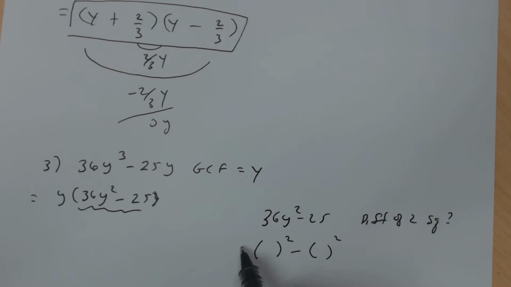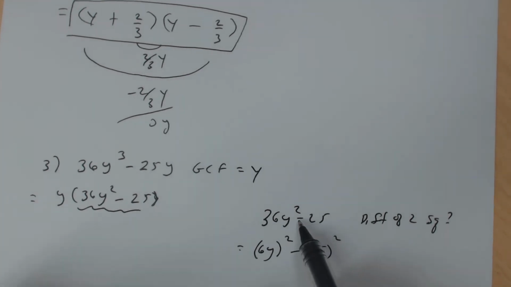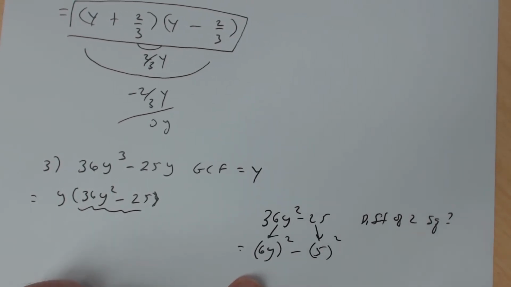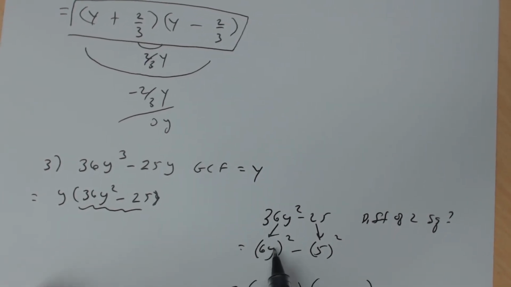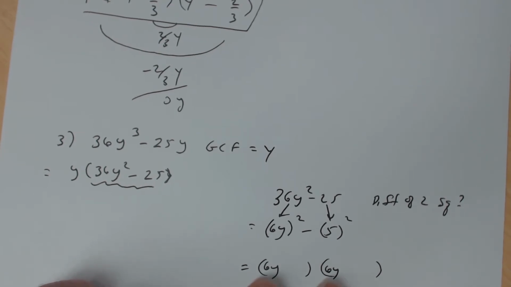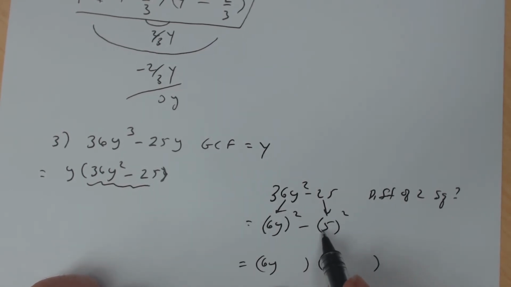So what times itself twice is 36y squared? The answer is 6y. What times itself twice is 25? The answer is 5. So is 36y squared minus 25 the difference of two squares? Yes, because I wrote each term as something raised to the second power. So now you just take the first parentheses, 6y, first times first. That's not difficult, it's the FOIL method. 6y times 6y is 36y squared, and then I need a 25 at the end. So that's where that 5 comes from, 5 times 5.